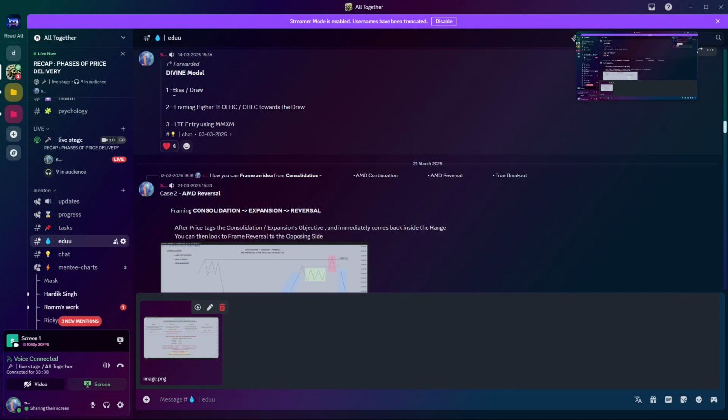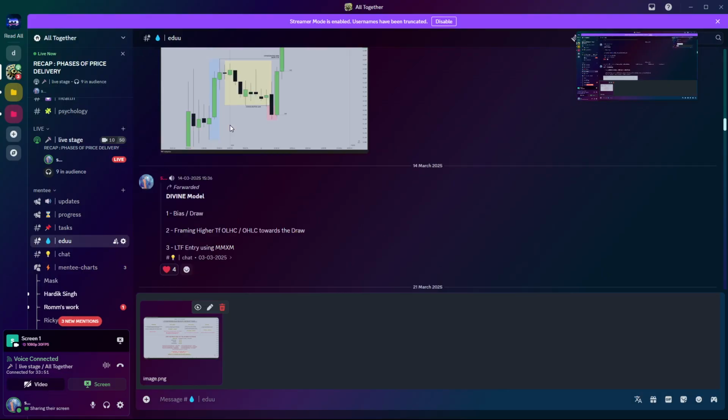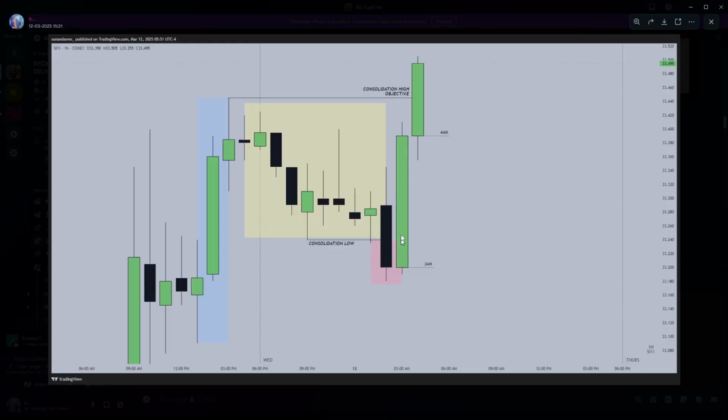This is my model basically. Bias or draw you get from 4 or 5 different things. I have listed them below. Then the only step in my model is catching the expansion, which is catching high time frame OLHC, OHLC using low time frame exam. Catching high time frame OLHC, 3M OLHC, 4M OLHC to the objective using low time frame exam in there.